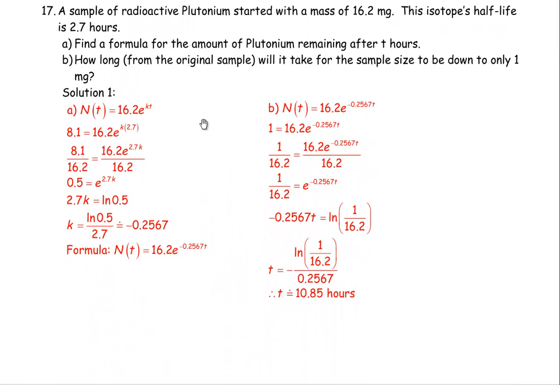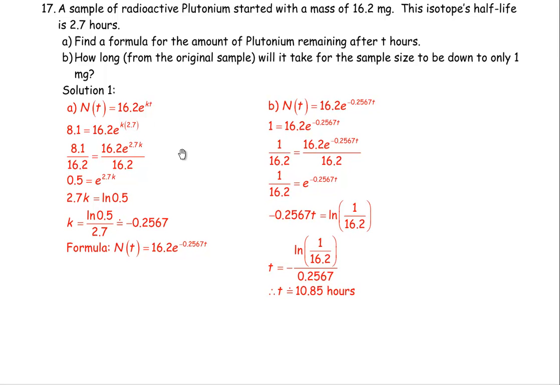For number 17, this is a radioactive decay. The last one was growth. A sample of radioactive plutonium started with 16.2 milligrams, and we're told this isotope's half-life is 2.7 hours. Now, this is another time where you could use the model with 2 as a base, or half if you wanted to. That would work as well. And I'll actually show that on the next page, that's why this says solution 1 here.